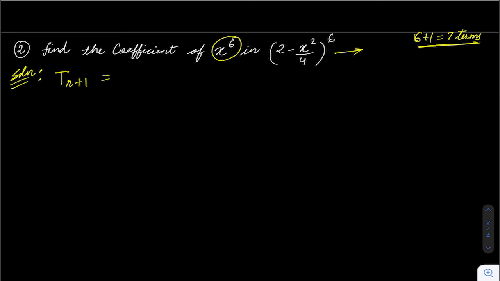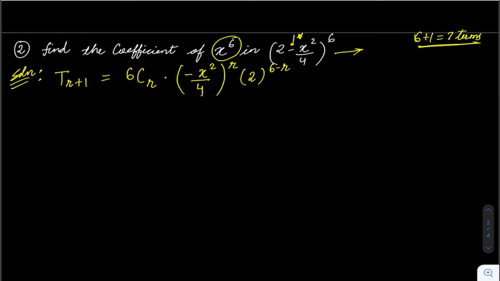So general term, t r plus 1 is equal to nCr, n is 6 here, nCr times b power r. B means the second term, whatever is the second term here, minus x square over 4. Now remember this, students sometimes forget to take these minus signs. So be very careful in this. You have to take proper signs also. Here it is a minus sign. Then b power r, then a, the first term, power n minus r. N is 6, r is r. So now this is my general term.